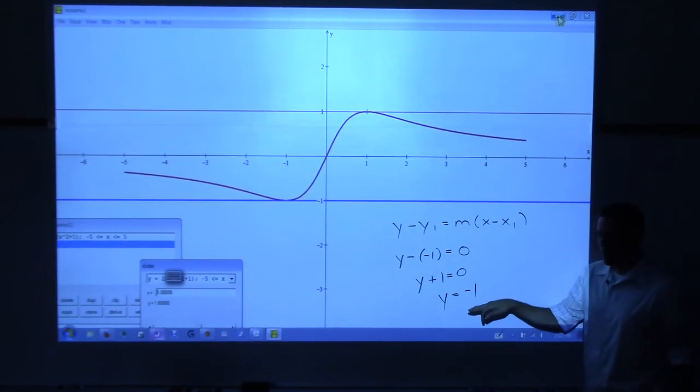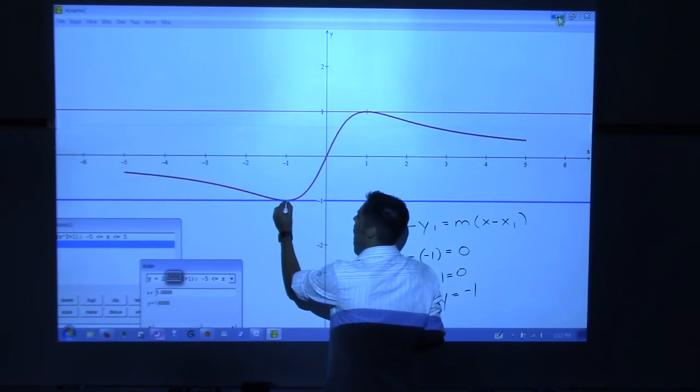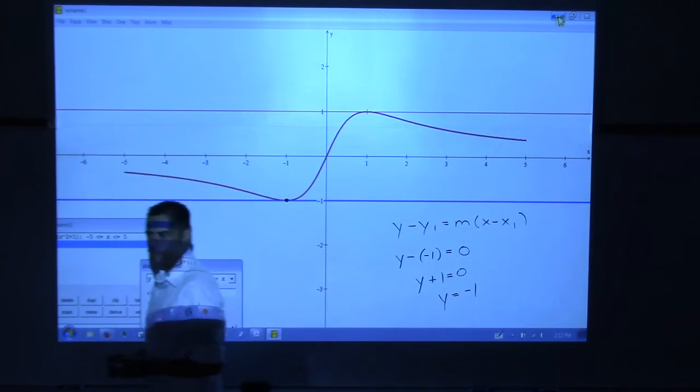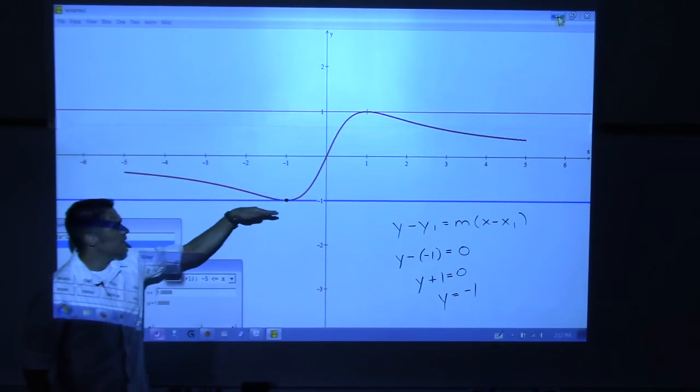And we know that when we're talking about lines, if it says y equals a constant, it's a horizontal line, and it passes through this y value. So you can see this blue line right here. That's it right there. See it? It's hitting at negative 1, tangent to the curve.